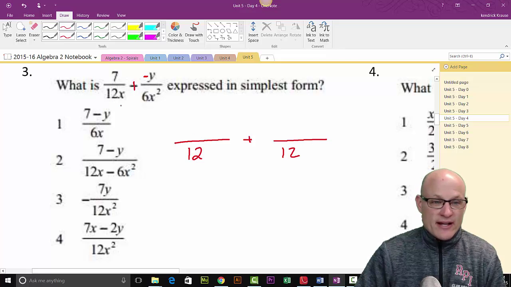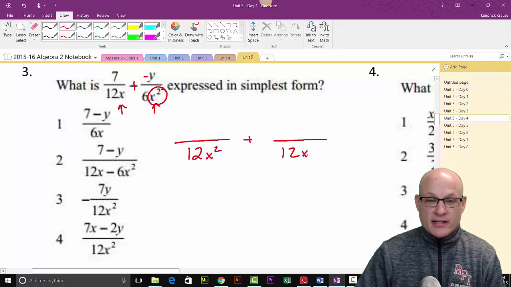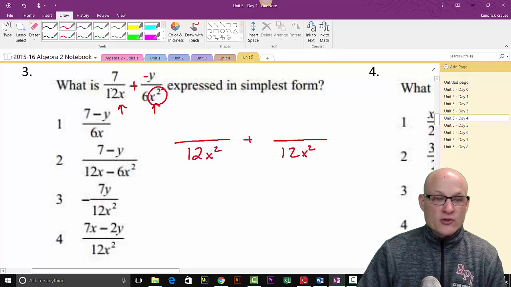So my common denominator between 12 and 6 is 12. But I also have an x and an x squared. So whichever one has the most, that's the one that you're going to use as your denominator. In this case, it's x squared.